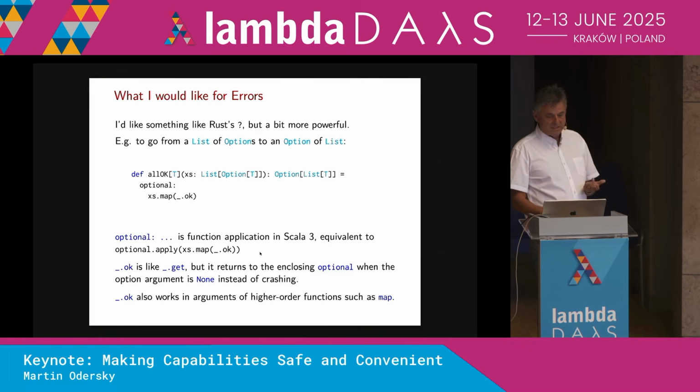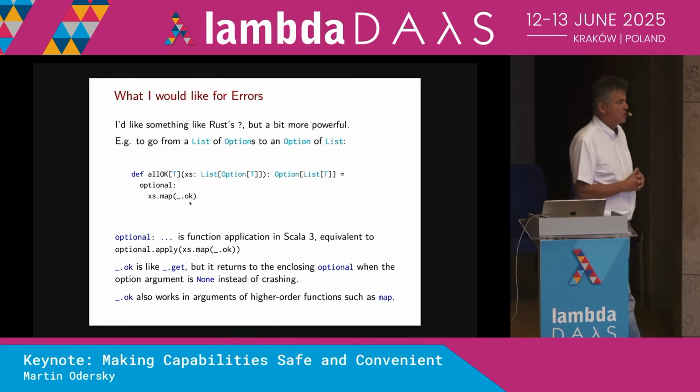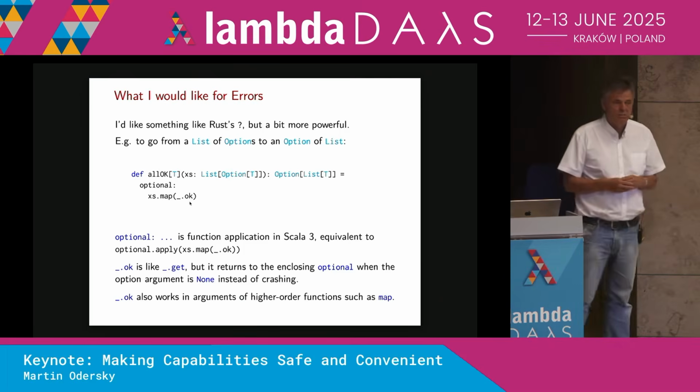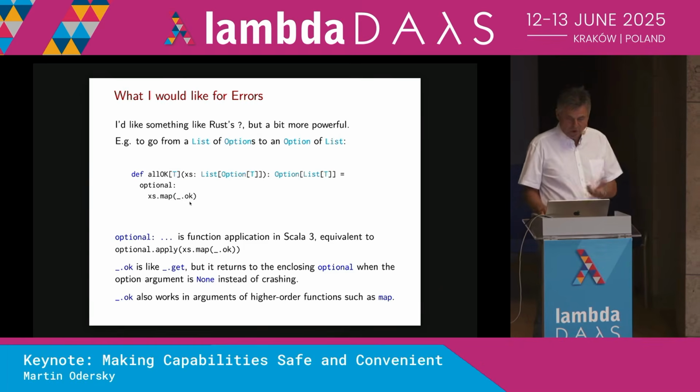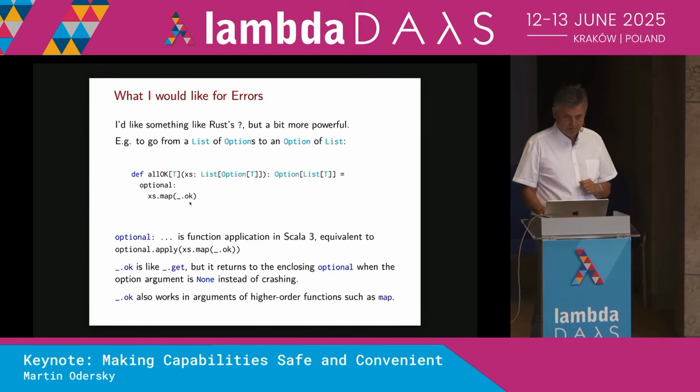But if the option is none, it would not crash, but return to the enclosing optional with a none value. And .ok should also work in arguments of higher order functions, such as you see here in the map. That's a difference to Rust's question mark. You couldn't write a Rust question mark at this position, but I want to write an .ok in here. Okay, so that's what I want to do.